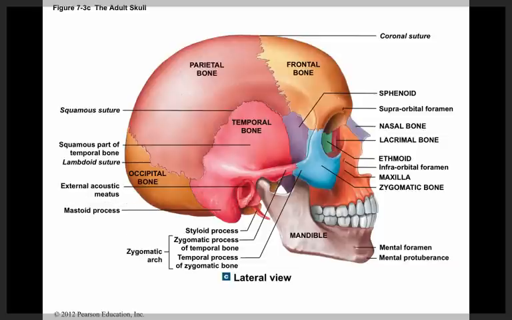That's the large bump that you can feel behind your ear. Another structure that we find on the temporal bone is the styloid process. The styloid process is a small projection coming off of the temporal bone. It's found between the mandible, or the lower jaw, and the mastoid process. It's very tender if you push on it. There are muscles that attach from the styloid process into the throat area.